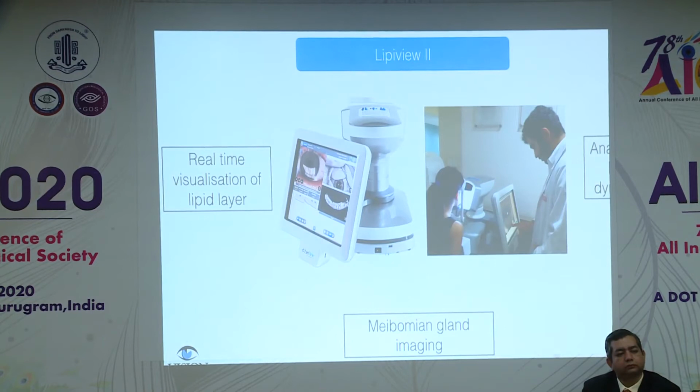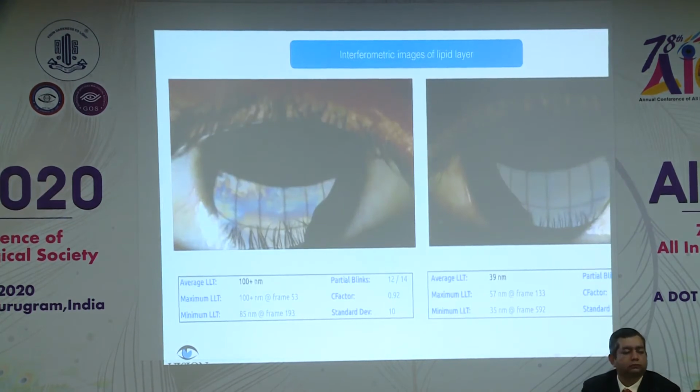LipiView 2 is something, I'm sorry, the slides are cut. So the LipiView 2 is something that we use. What this does is, one important thing is it gives you interferometry of the tear film. So there are other interferometers available as well. They all work quite well.